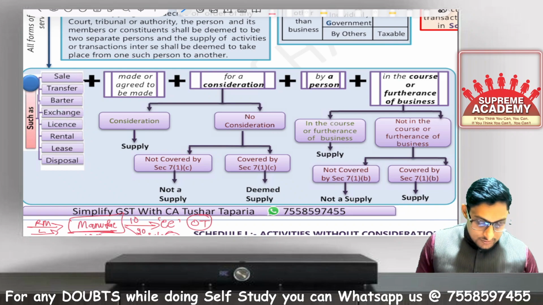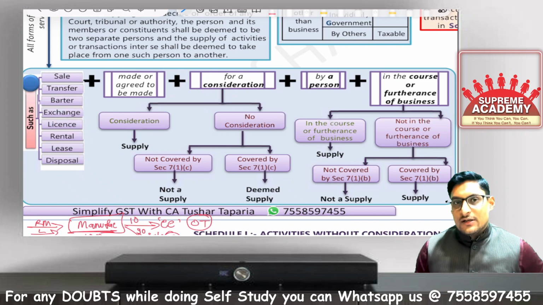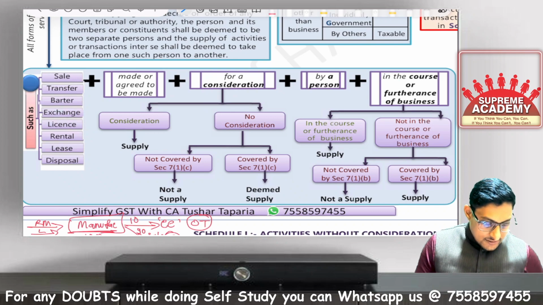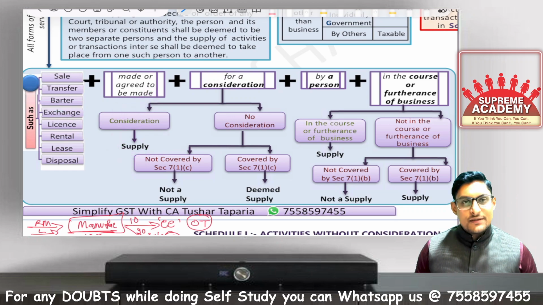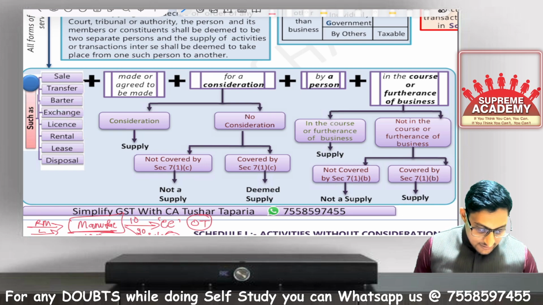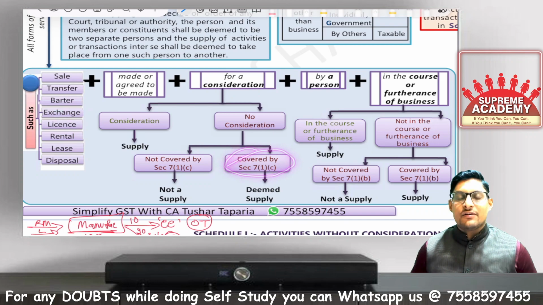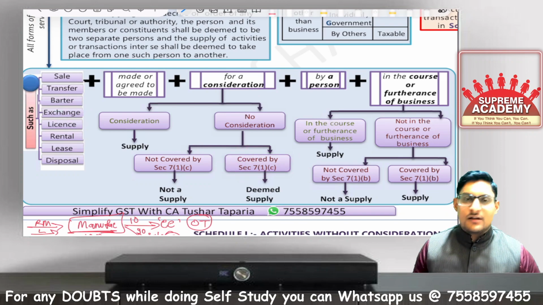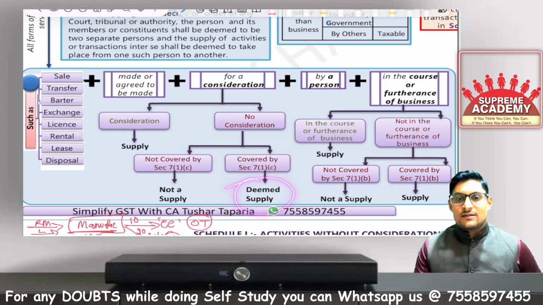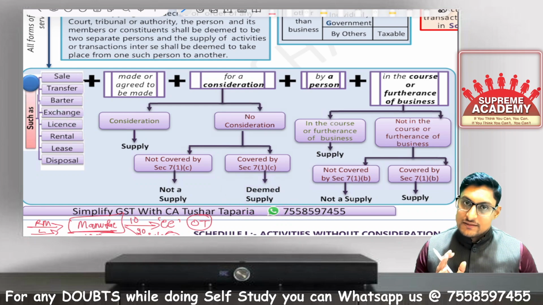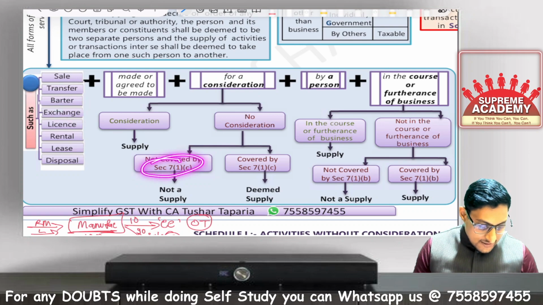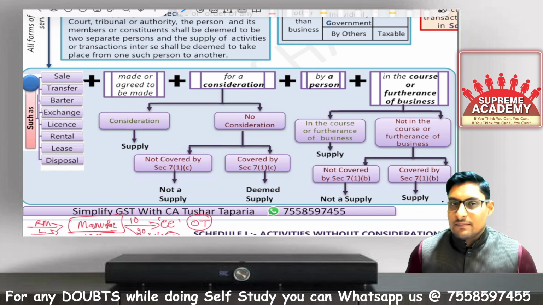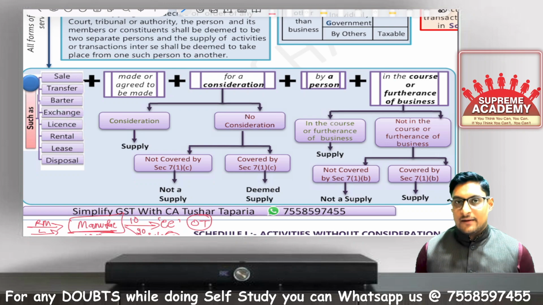Now, let's talk about consideration. Sir, you told us that if all the elements with consideration are present, then it will be termed as supply. But if all the elements are present but consideration is absent, then check whether the activity is covered under 7(1)(c). If it is covered under 7(1)(c), though it is not a supply, we will deem it a supply. And if it is not covered in 7(1)(c), then it will not be termed as a supply.